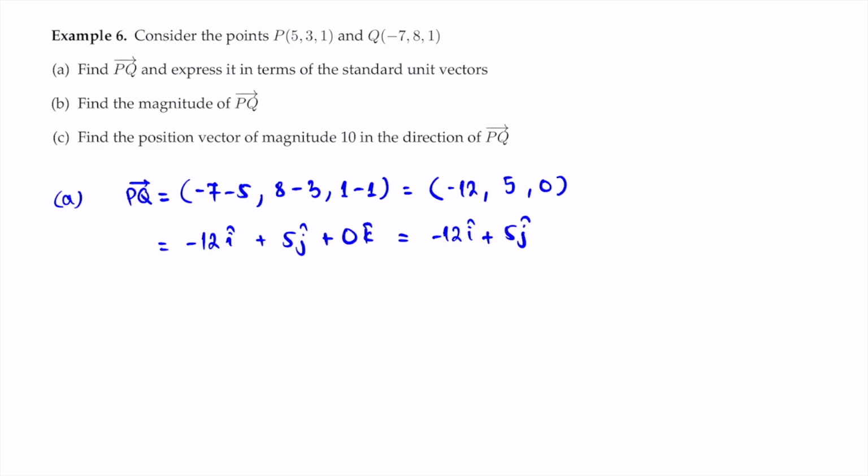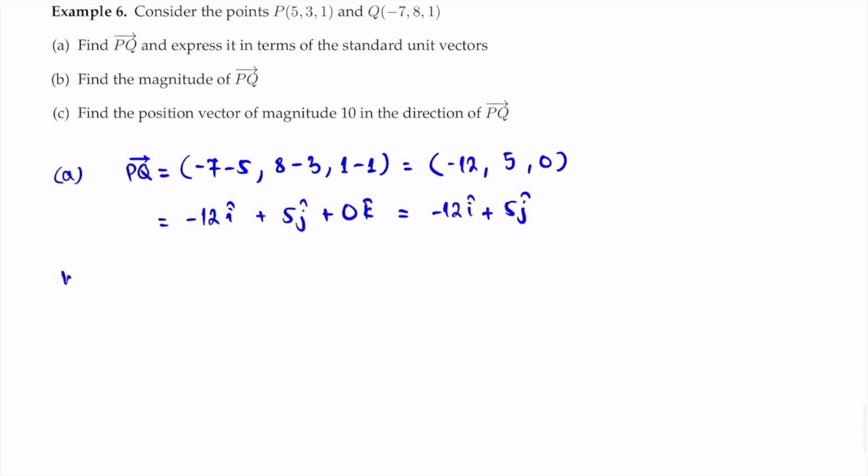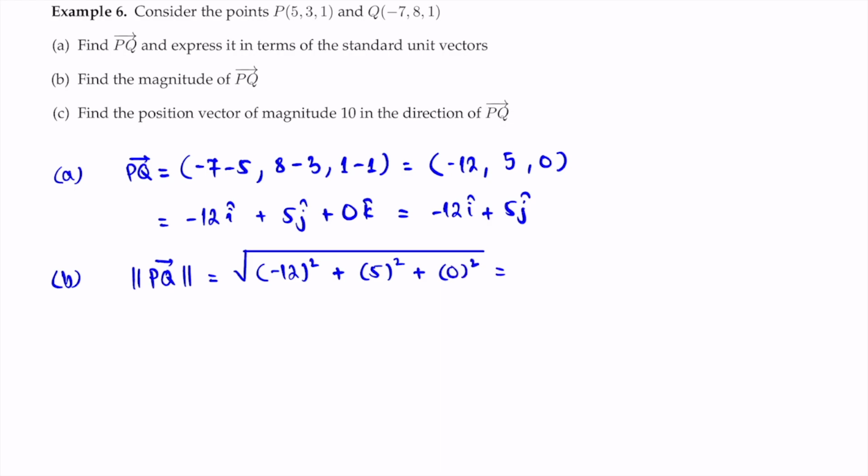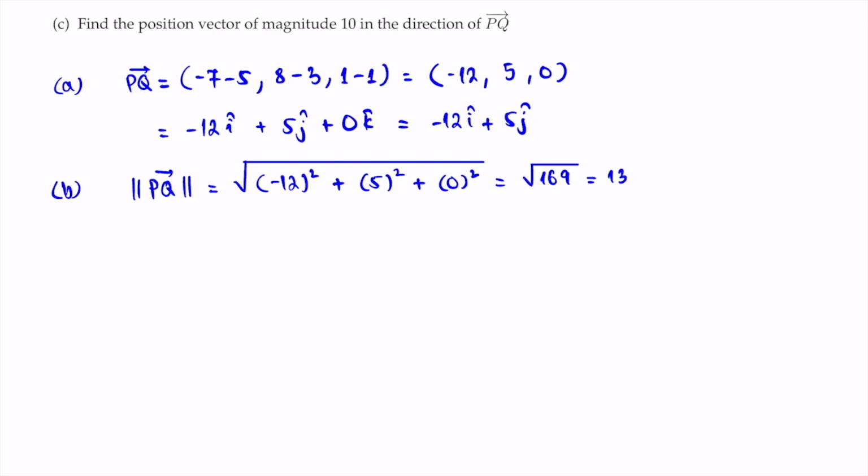Okay. Now for B, you want to find the magnitude of the vector PQ. So the magnitude of the vector PQ can be found using the formula. So that is the square root of (-12) squared plus 5 squared plus 0 squared. If you do the calculations correctly, you're going to get the square root of 169, which is equal to 13. Now you're going to find the position vector in part C of magnitude 10 in the direction of the vector PQ.